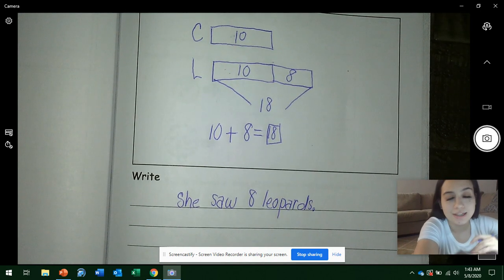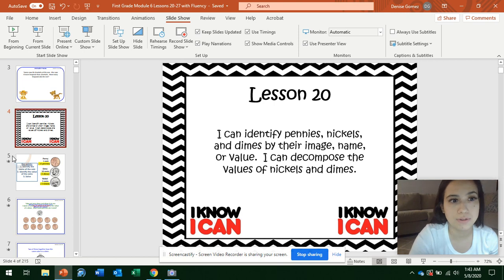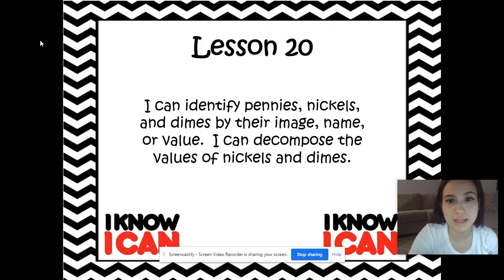Okay, so let's go ahead and start. And today's lesson is so much fun. It's going to be on coins. So I'm going to go over to my PowerPoint and I'm going to show you guys today's learning goal first. So our learning goal for today is: I can identify pennies, nickels, and dimes by their image, name, or value. But wait, we have another learning goal. So we have two. Our other learning goal says: I can decompose the values of nickels and dimes. So let's go over the first learning goal.